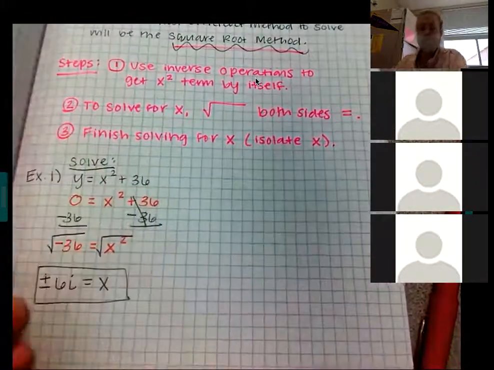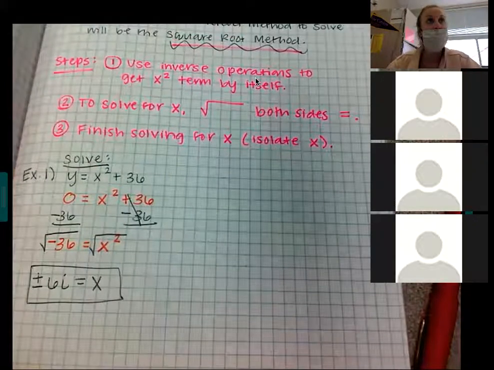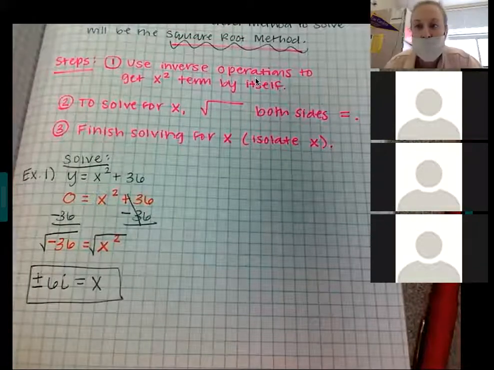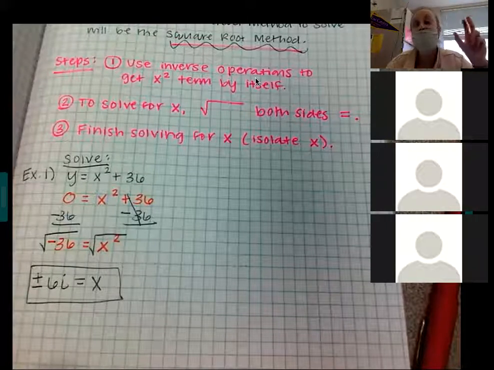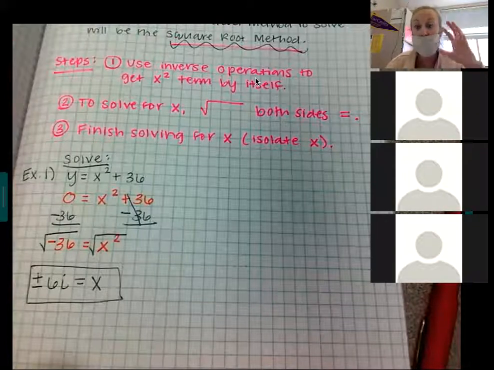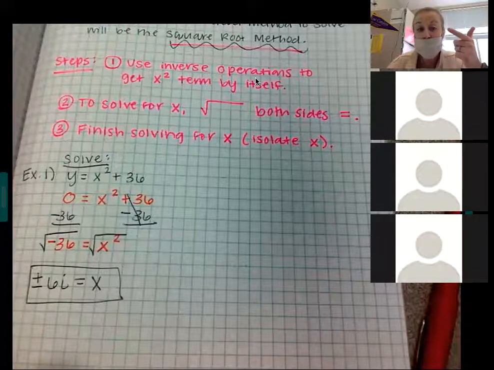Your answer is going to be positive or negative imaginary 6. Yes, that's where that sign comes from. When you take the square root, and I didn't show y'all this in Unit 1 because we weren't actually solving in Unit 1. We were just focused on simplifying. When you are actually solving for a root, when you take the square root, it can be positive or negative.